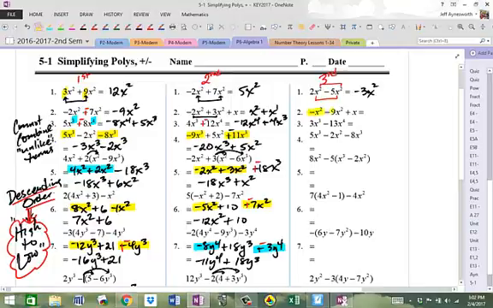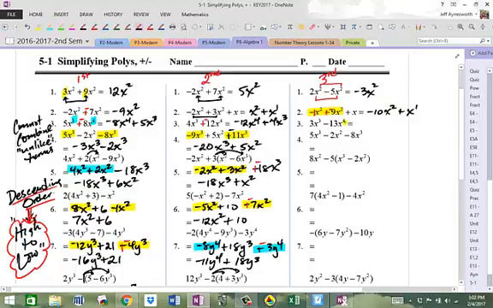Okay, number 2, we have like terms right here. All right, negative 1 plus a negative 9 is negative 10. All right, so we have a negative 10x squared plus x. And x to the first power, so unlike here. So you cannot combine or go any further.